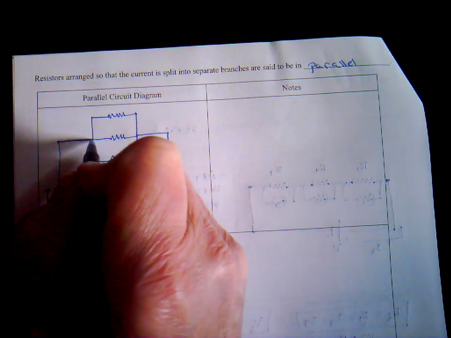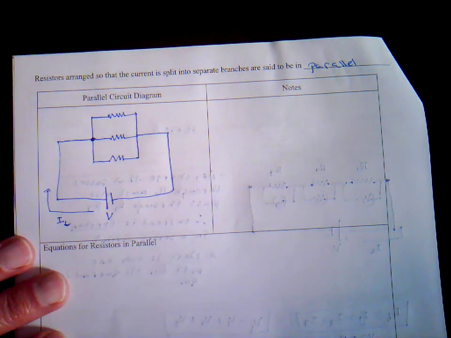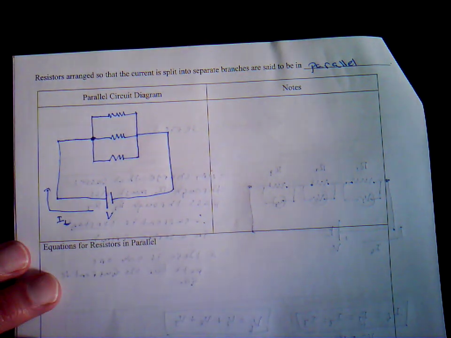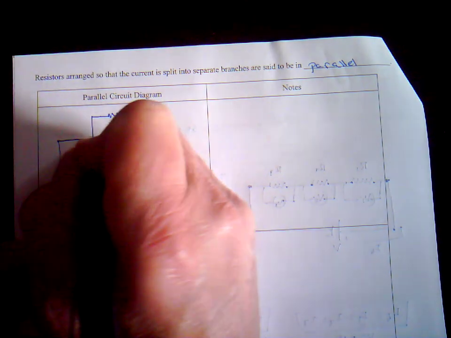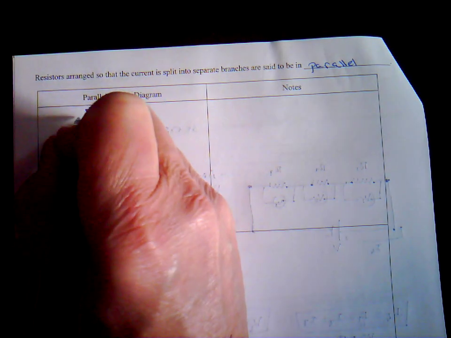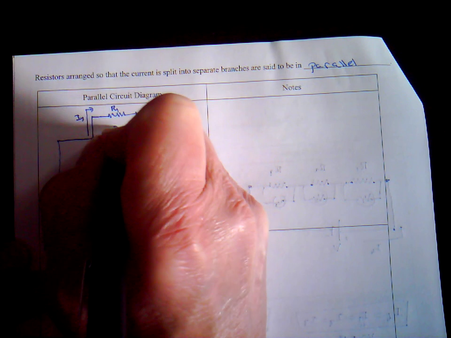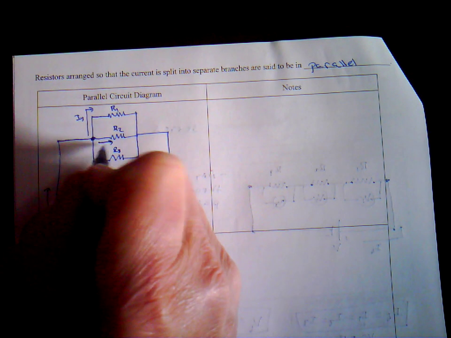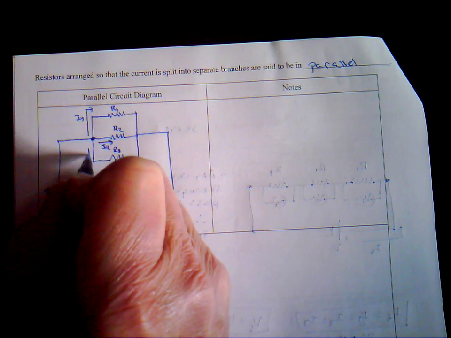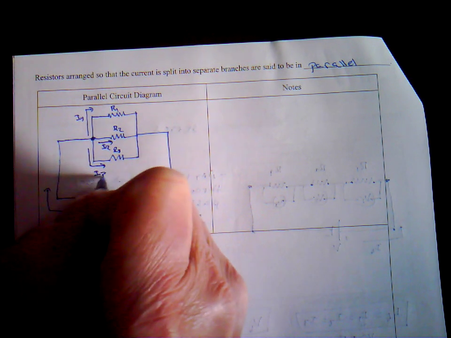Once this current reaches this node or junction or point, it's called several different ways, this current branches into a current up here. We're going to call this I1. We'll call this resistor 1, resistor 2, and resistor 3. The current goes through this branch. We're going to call this I2. And we have a current coming through this branch, which we'll call I3.